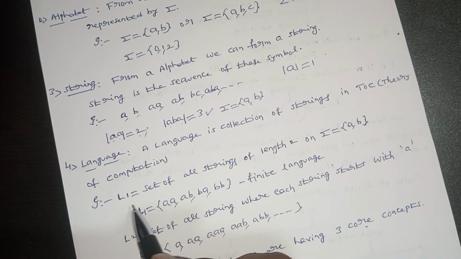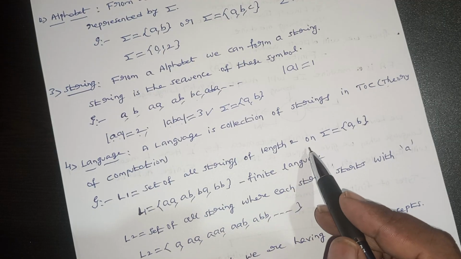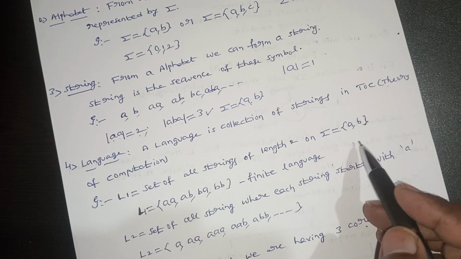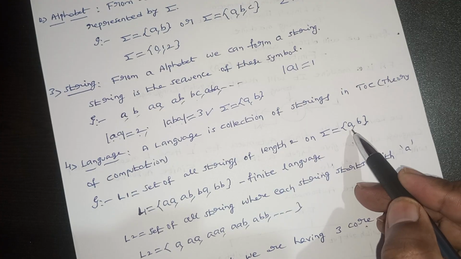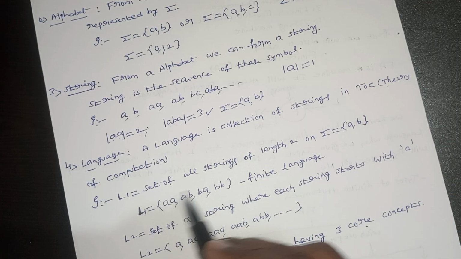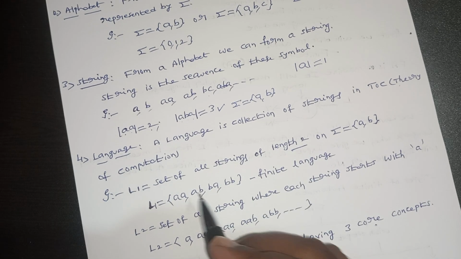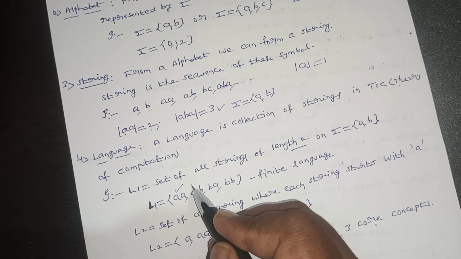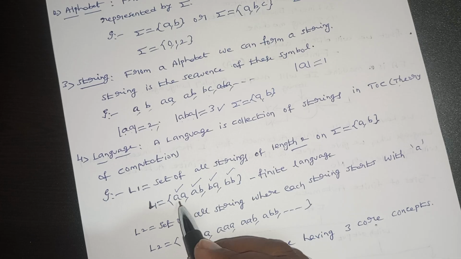I'm taking some examples. L1: the set of all strings of length equal to 2 on sigma equal to a comma b. It means I have to form some strings over sigma equal to a comma b. What is the condition they have given? The length is exactly 2. If you take any string, length equal to how much? Length equal to 2. So how do we find the length?